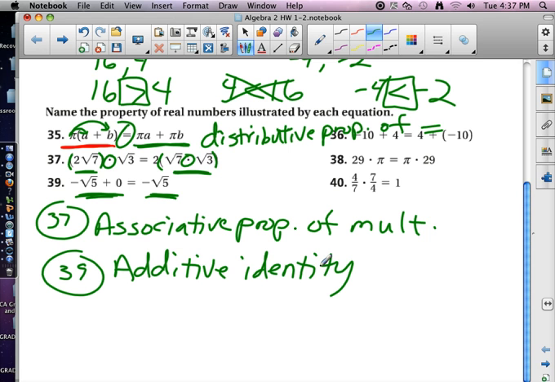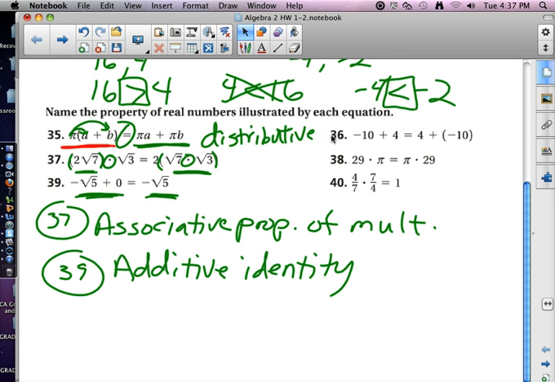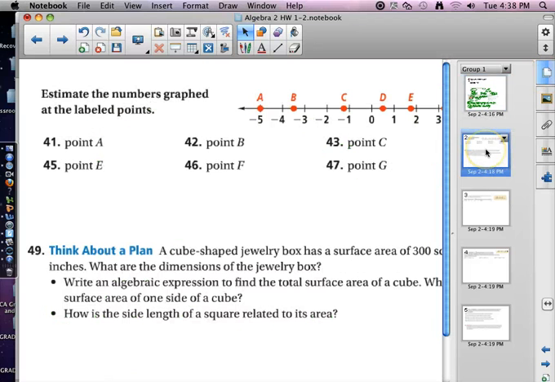And I will let you take a look at 36, 38, and 40 and see if you can match that to those properties that we had before in the book, and see if you can get those. Otherwise, those I can answer in class if anybody still needs help with those.